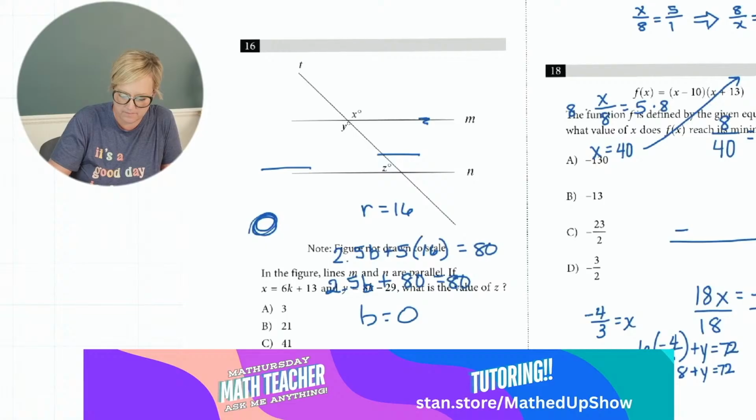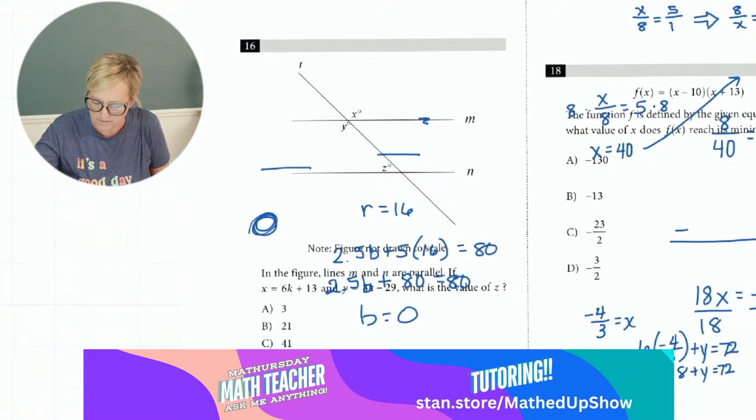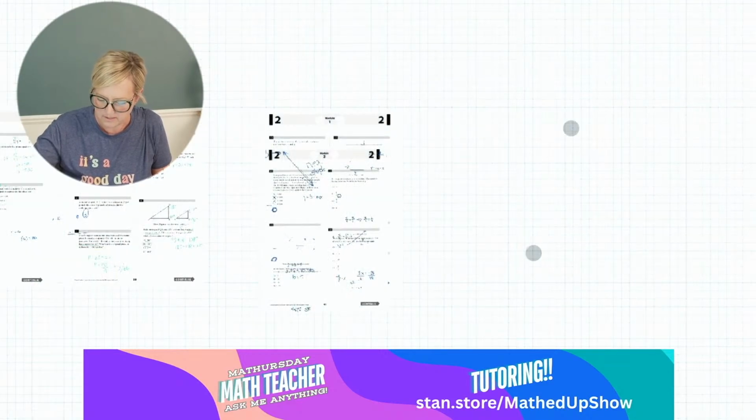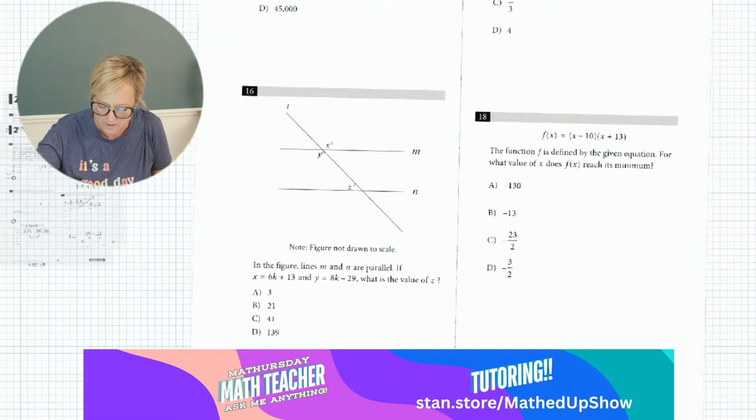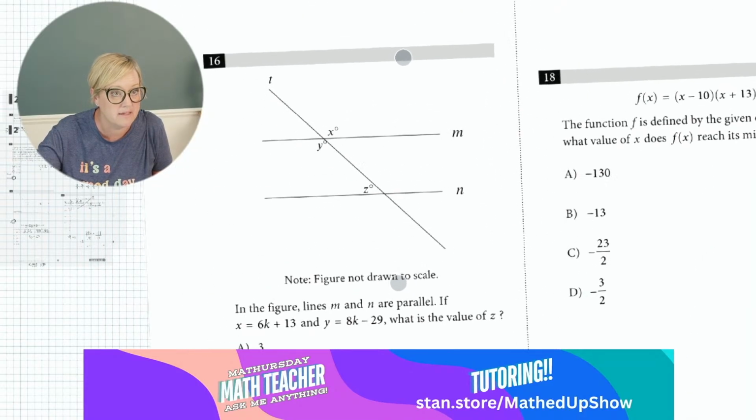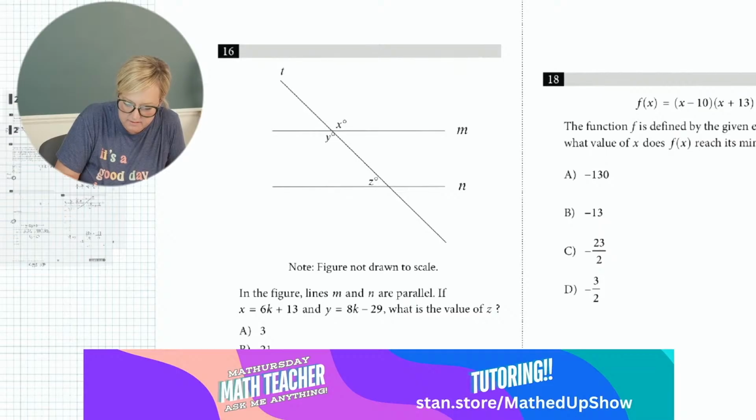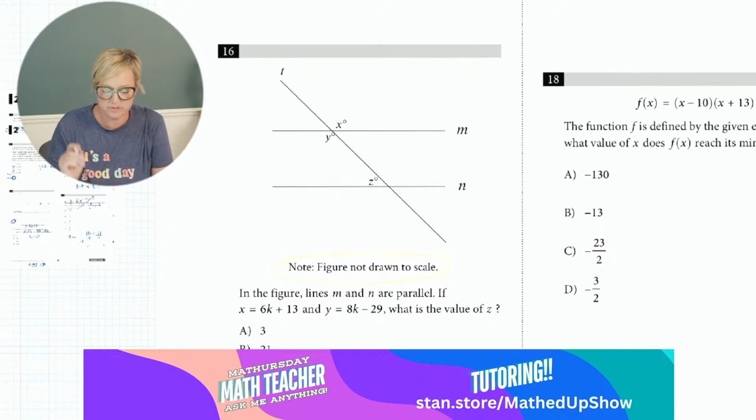So Floofy, you can't use a protractor because of this. Sorry, I've got to move this. I'm messing up my board. Okay, there. So you can't use a protractor because of this right here, because the figure's not drawn to scale, so you can't use a protractor on that.